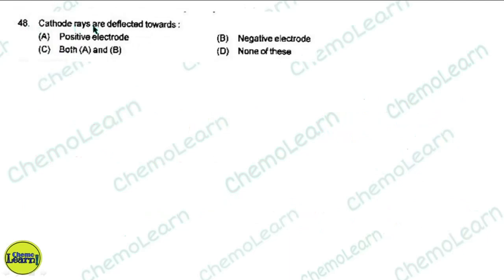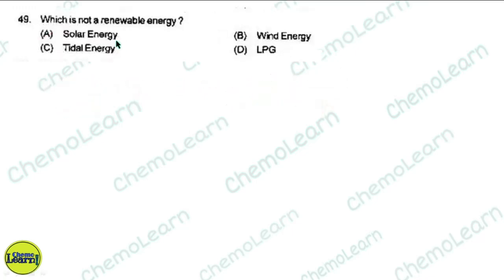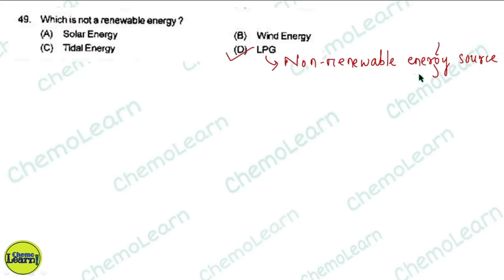Next one is: cathode rays are deflected towards positive electrode, negative electrode, both A and B, or none of these. See, cathode rays are negative in charge, so they will deflect toward the positive electrode, and positive rays, that is anode rays, will be deflected towards the negative electrode. So option A will be the right one. Cathode rays are deflected towards the positive electrode. Which is not a renewable energy: solar energy, wind energy, tidal energy, or LPG? You know, LPG is the non-renewable source of energy.